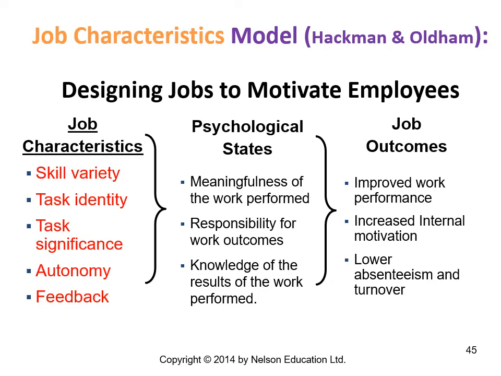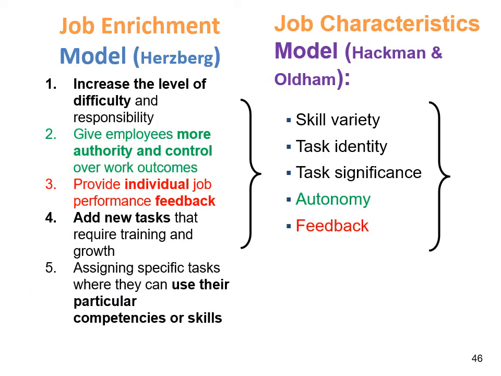organization. So let me just put these side by side for you. If you look at the job enrichment model by Herzberg versus the job characteristics model by Hackman and Oldham, you'll see some similarities, which I've highlighted here. In the job enrichment model, number 2 says give employees more authority and control over work outcomes. Well, in the job characteristics model, that's what we're calling autonomy. The job enrichment model number 3 says provide individual job performance feedback, and you notice the job characteristics model also says feedback.